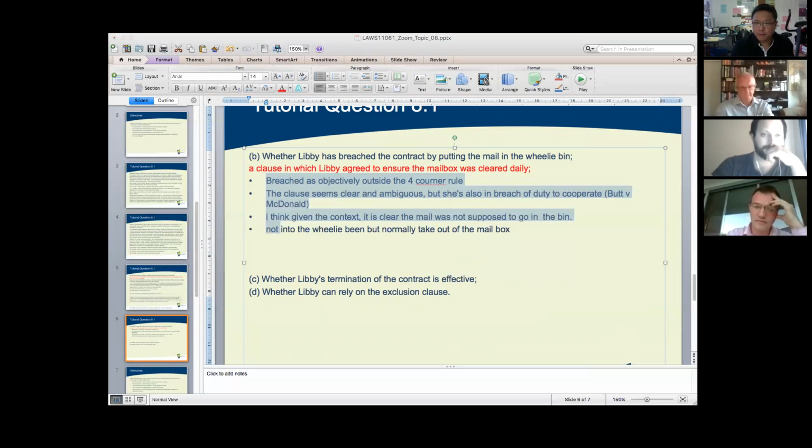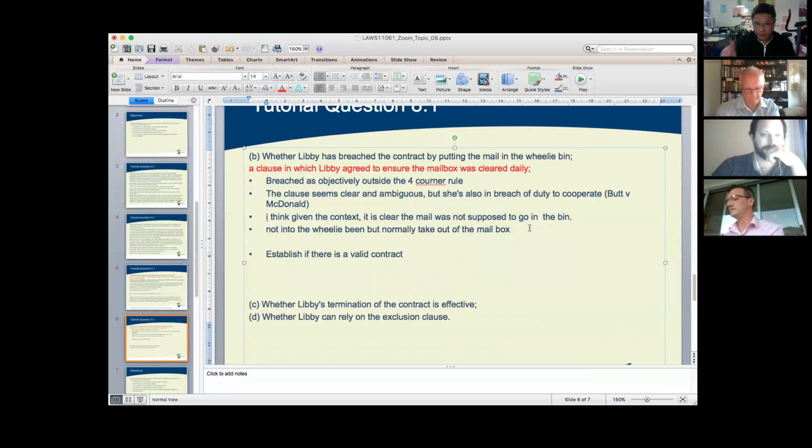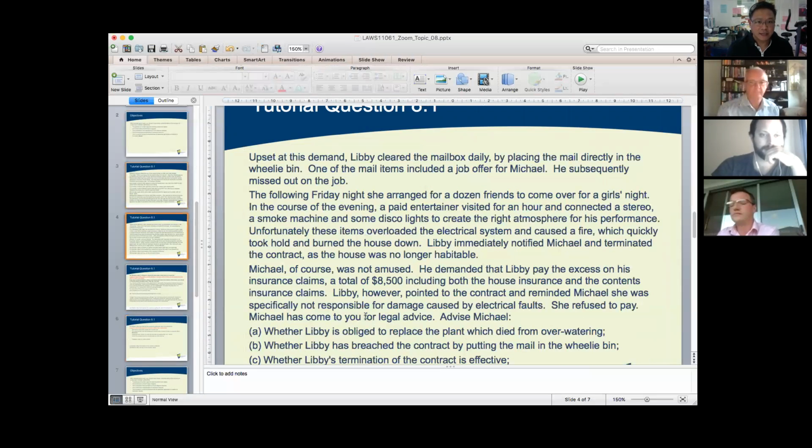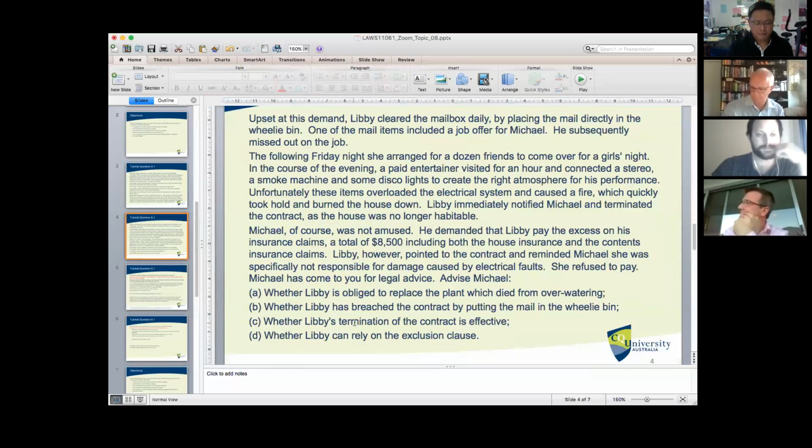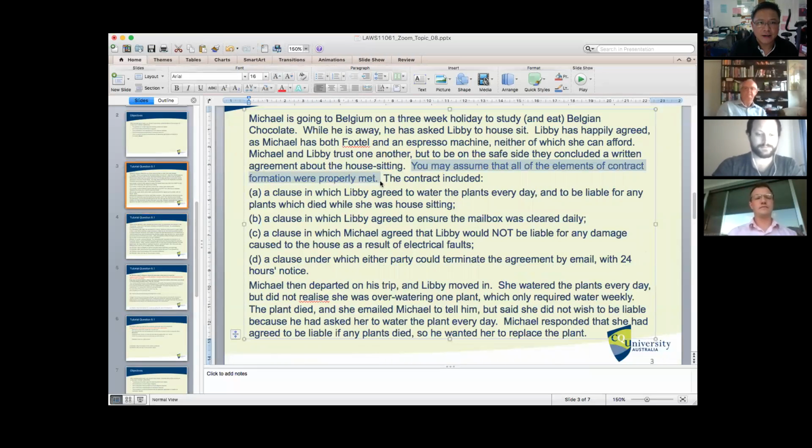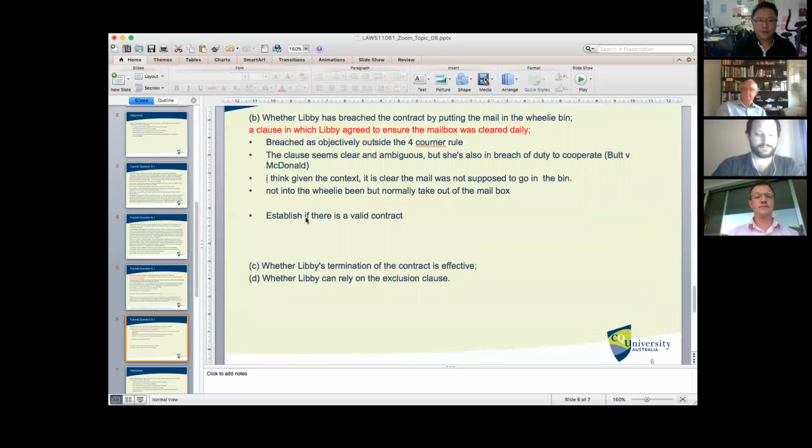Okay, so one would be, from Liu, whether there is a valid contract, that's one. And we assume that there is a valid contract because you assume that all of the elements of contract formation are properly met. So you make that assumption. But what else? So from Peter, what the contract construes, okay?